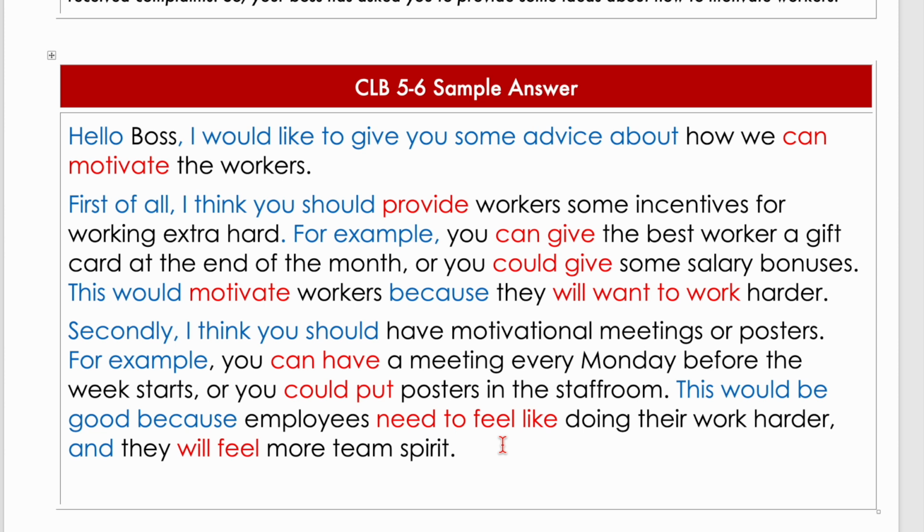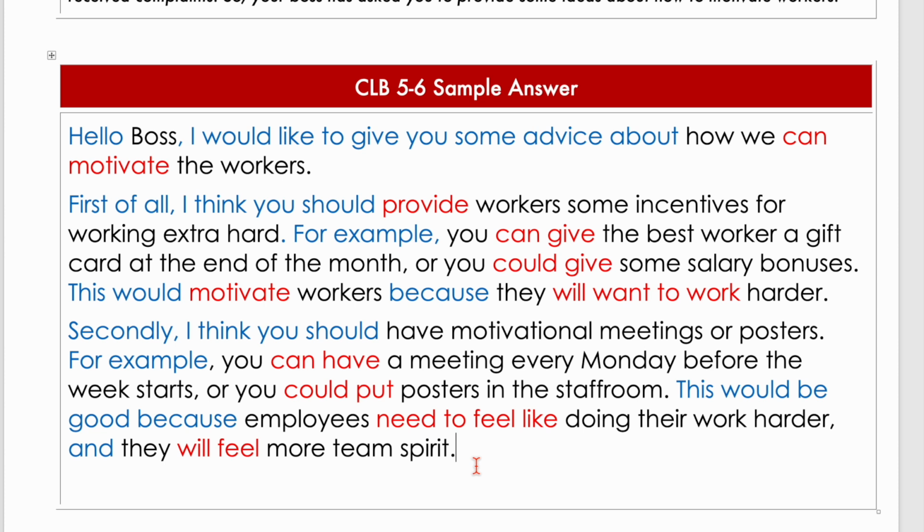This would be good because employees need to feel like doing their work harder. So, they need to feel that. We need to know, okay, everyone, we are not completing the projects on time. Let's finish them on time. So you need to tell them in the meeting, you need to finish on time. Okay? And they will feel more team spirit. So when we have meetings, and we talk about our work, then we will feel more team spirit.